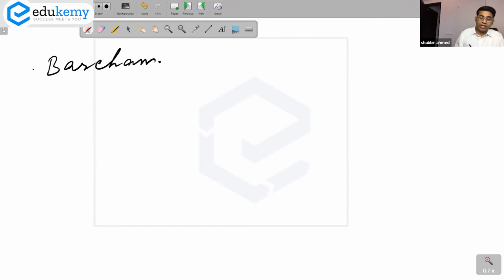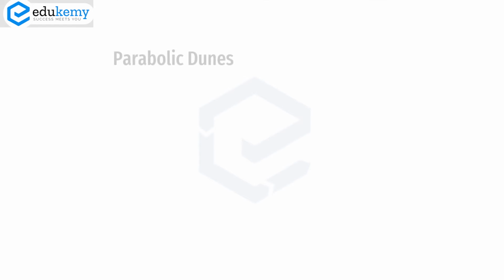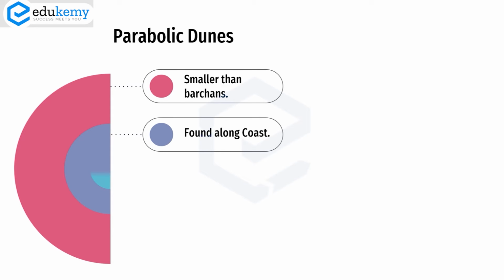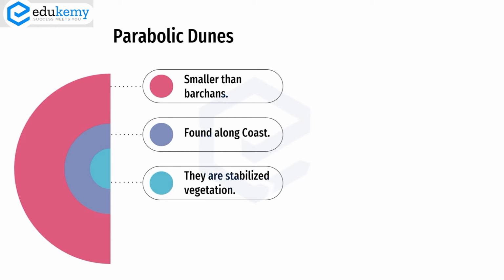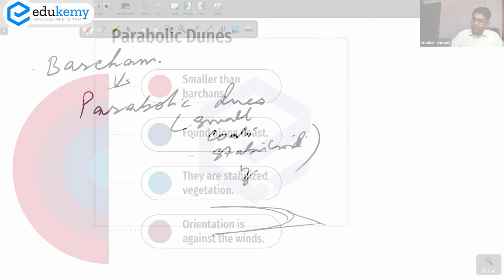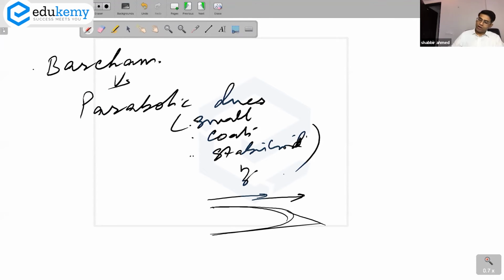Barchans. And I've also mentioned how they are different from parabolic dunes. Parabolic dunes are much smaller. They're found along the coasts. They are stabilized by vegetation, some grasses and bushes. Okay, they are stabilized. Orientation is against the winds. This is the wind direction, and you have grasses here that stabilize. So that's parabolic dunes.